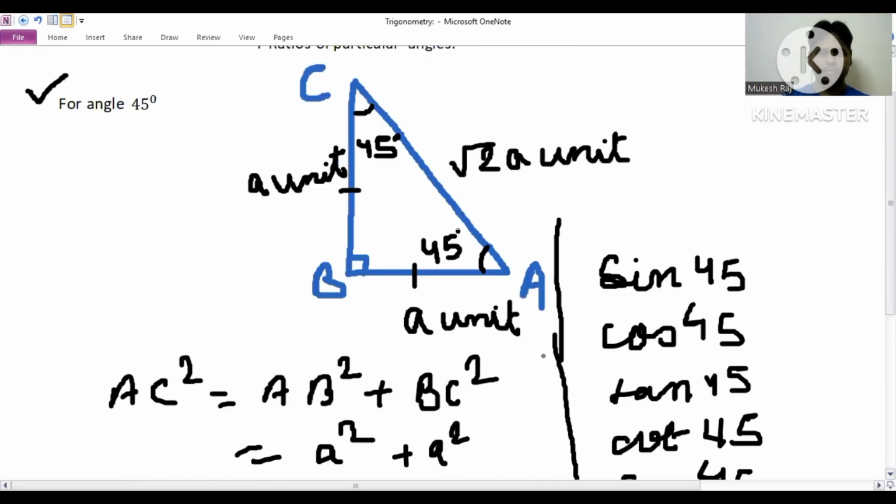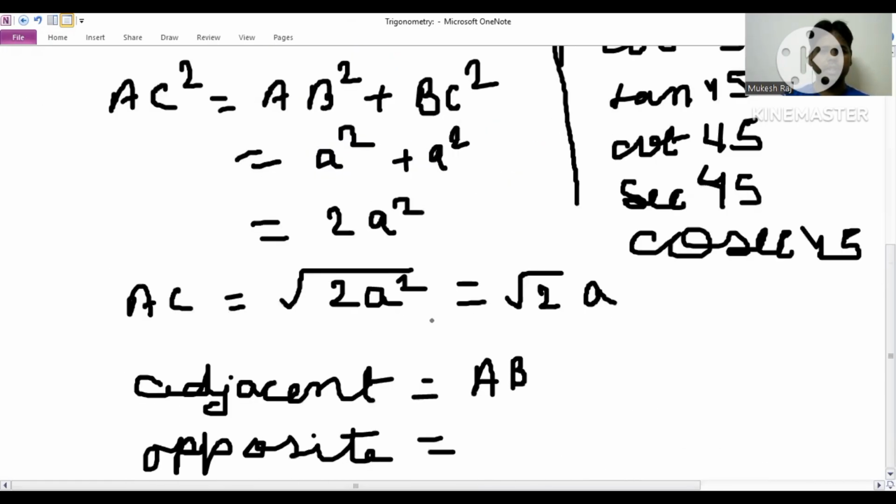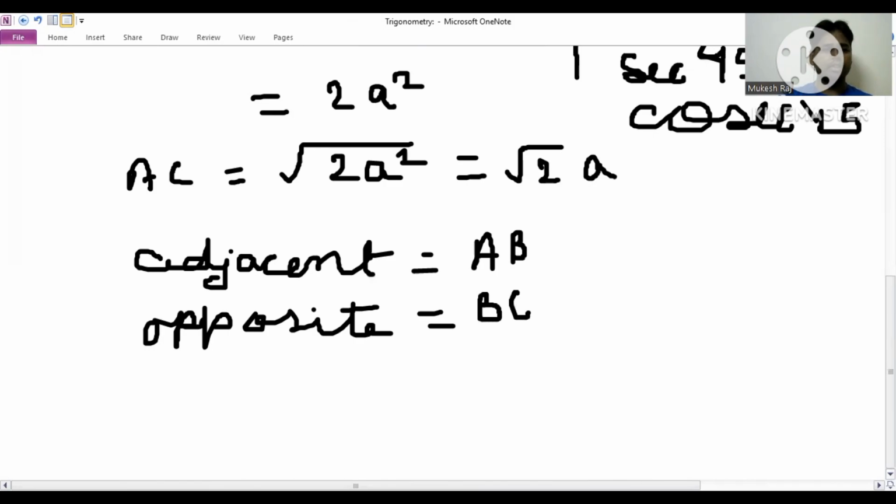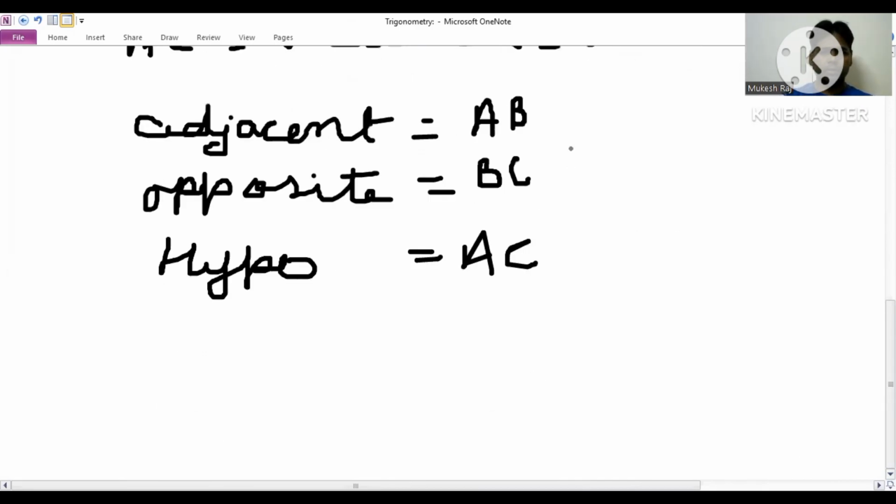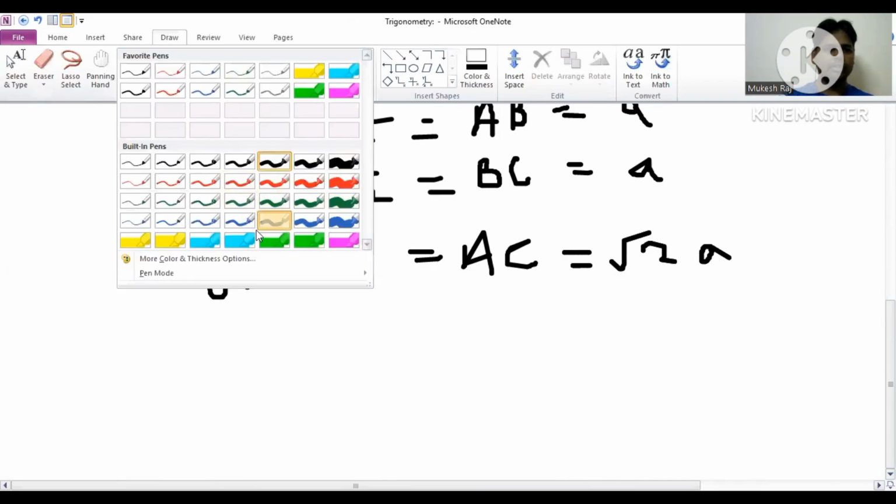AB is the adjacent, and BC is the opposite side. And obviously the third side remains as usual, that is the hypotenuse, which is equal to AC, which we have just calculated as root 2 A units. Without wasting time, we know that AB is equal to A units, BC is equal to A units, and AC is equal to under root 2 A units.